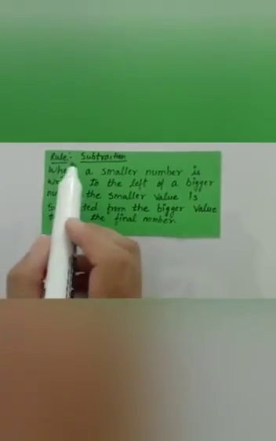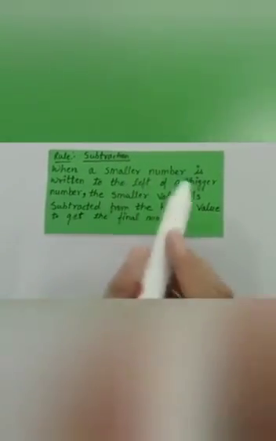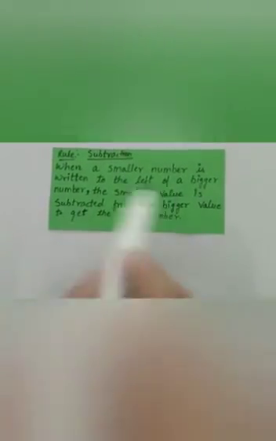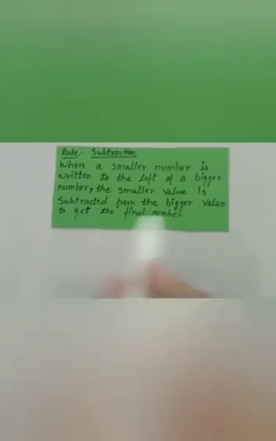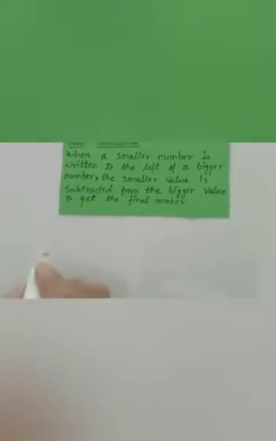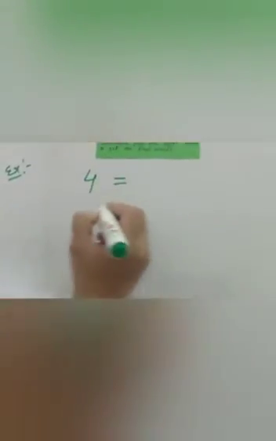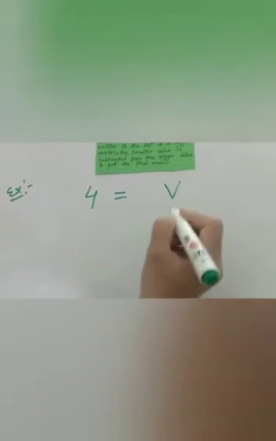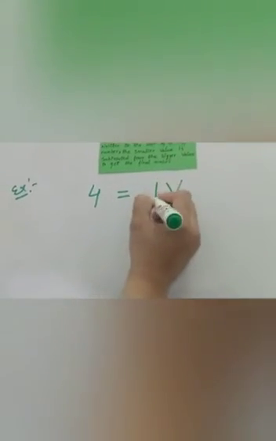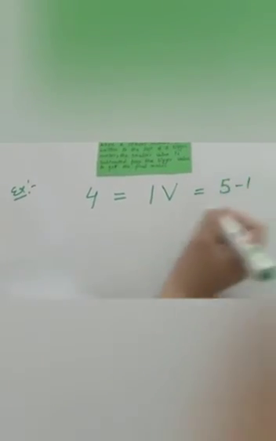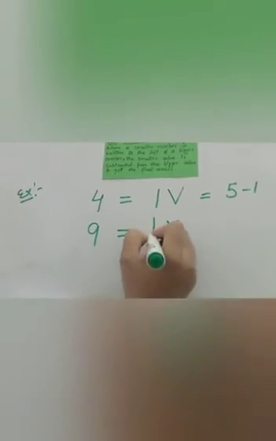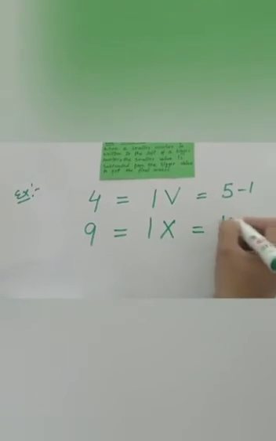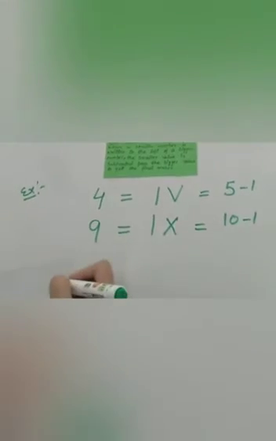This is rule number 3, the rule of subtraction. When a smaller number is written to the left of a bigger number, the smaller value is subtracted from the bigger value to get the final number. For example, how to write 4? V represents 5 and we subtract I, which represents 1. It becomes 4, meaning 5 minus 1. For 9, X represents 10 and I represents 1. It becomes 10 minus 1, which is equal to 9.